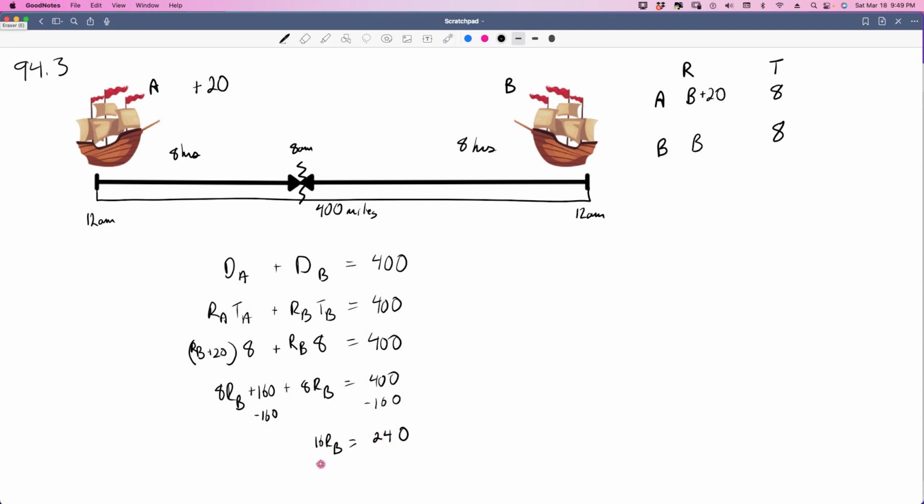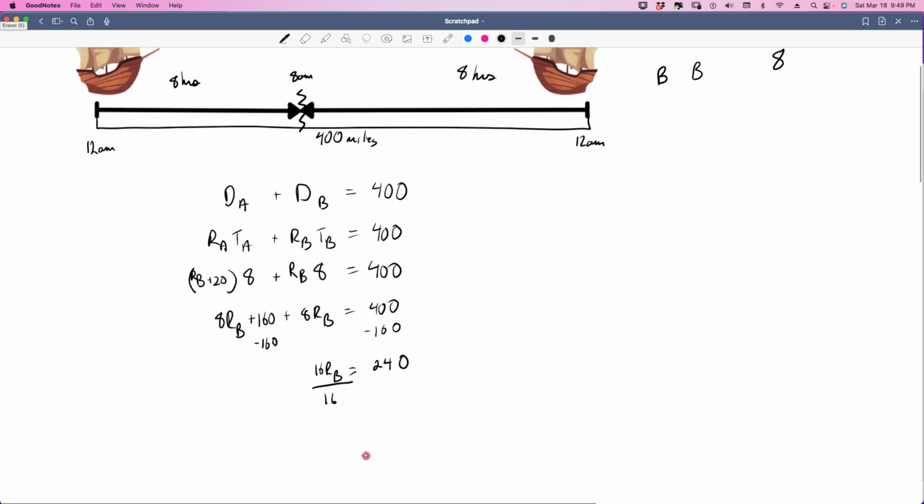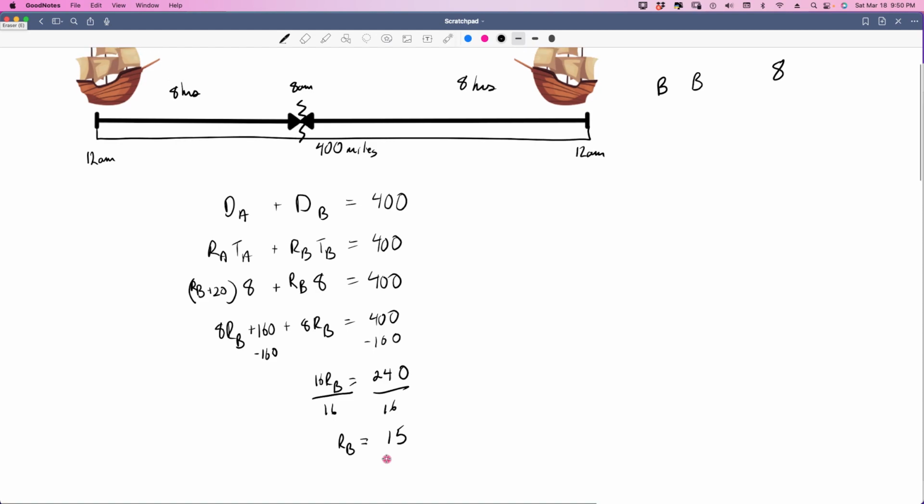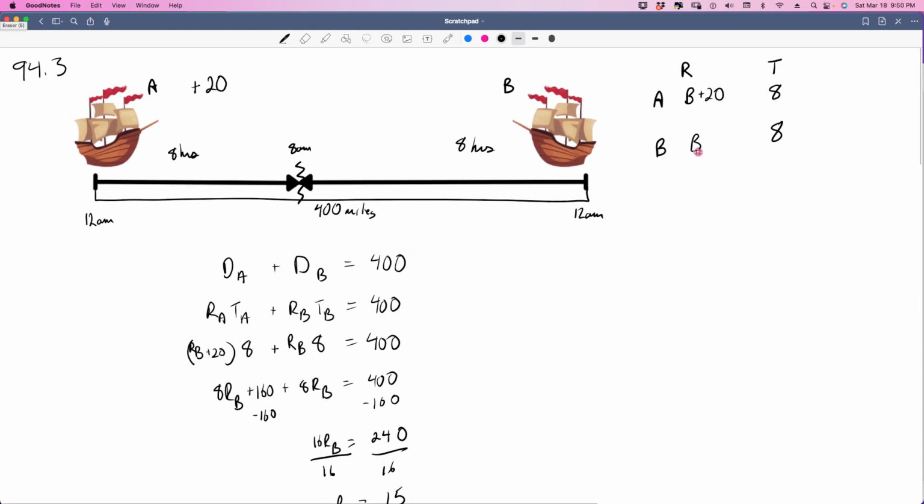So if I divide both sides by 16, let me roll this up just a little bit, then the rate of B is going to be equal to 15. Okay, so that means the rate of B is 15, and A is going to be B plus 20, so 15 plus 20, that's going to be 35.